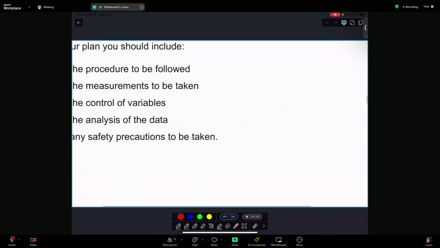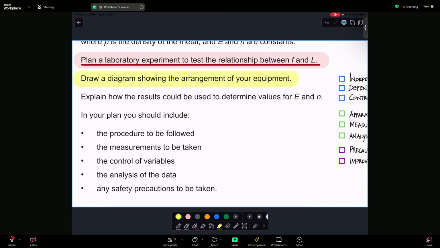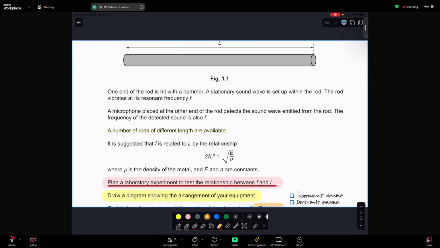Okay, so let's get back to the equation here, F and L. Draw a diagram showing the arrangement. So what they have stated separately, you have to draw it. It's not like sometimes it says you may draw a diagram. Here it says draw a diagram. So you have to explain how this could be used to find the values of E and N. So eventually we have to find what E and N are. Okay, all right. So can you tell me, in this experiment, which is my independent variable and which is my dependent variable? The question is a bit tricky. Sorry, length is independent and dependent is the frequency that it produces.